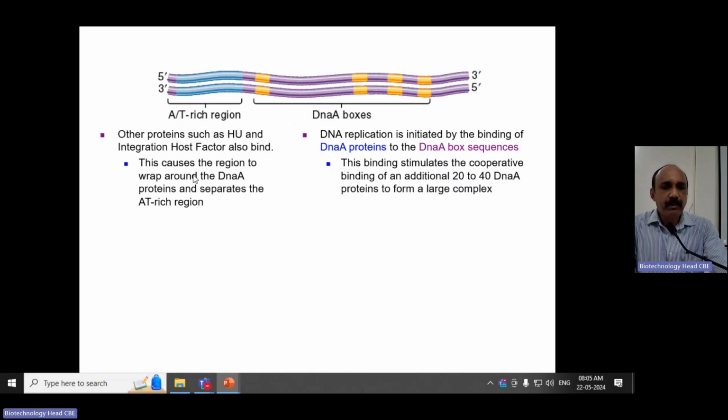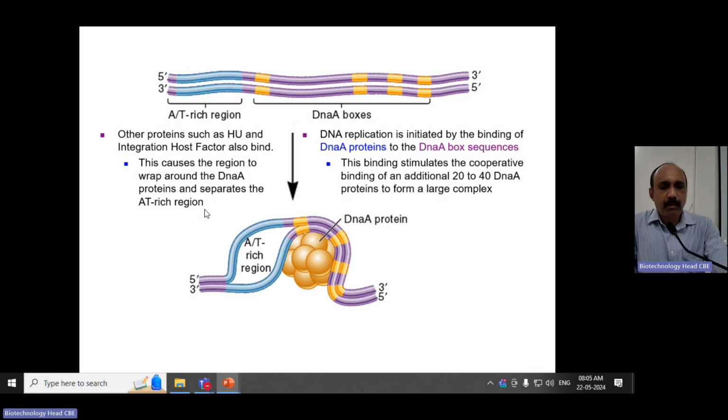So this causes the origin to wrap around the DnaA region and separates the AT rich region. So when this HU, the host integration factor, comes and binds to this AT rich region, it separates this AT rich region, the initiation region. So now there is a replication fork forming, right? Not the helicase yet. This is also a helicase that separates and forms the replication fork. So this DnaA protein along with the other 20 to 40 DnaA proteins binds onto all those consensus sequences, right?